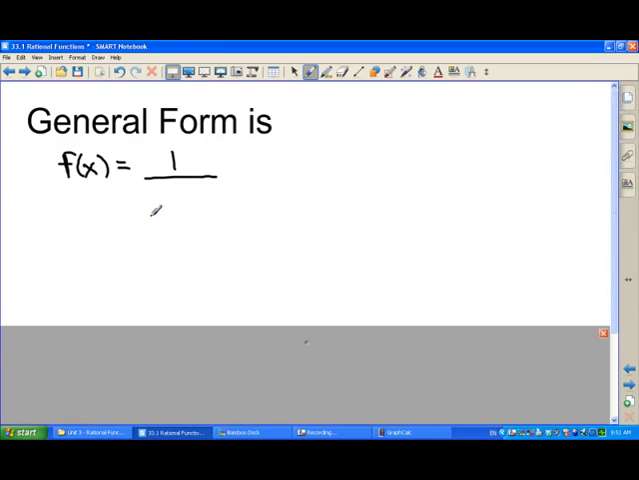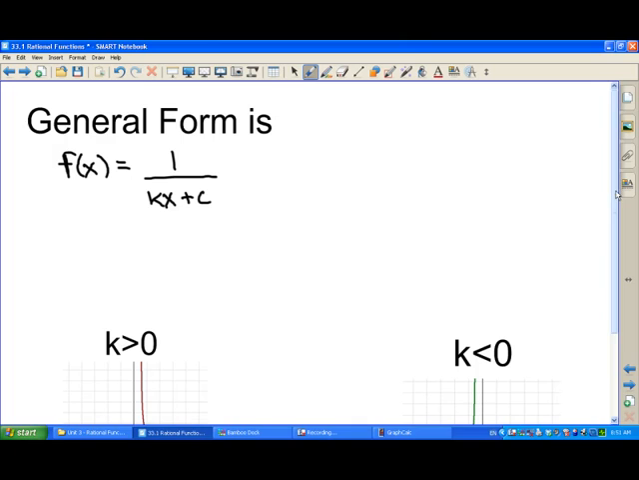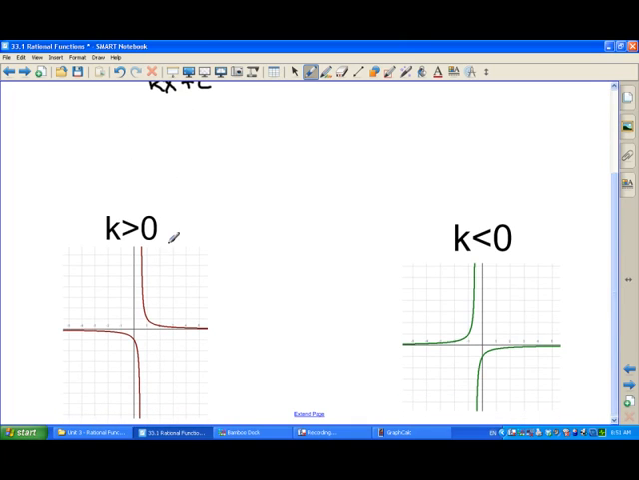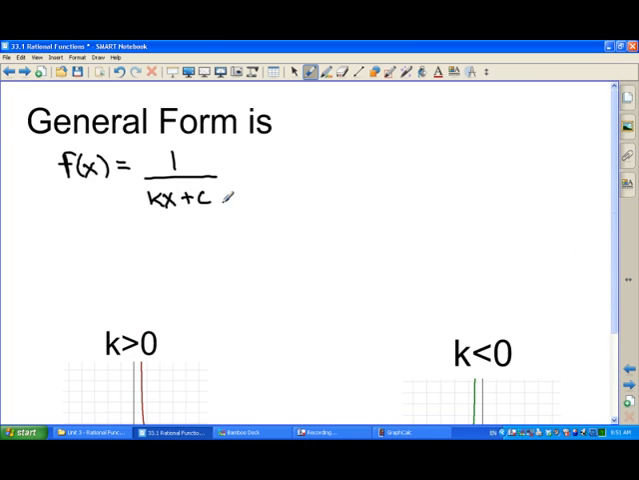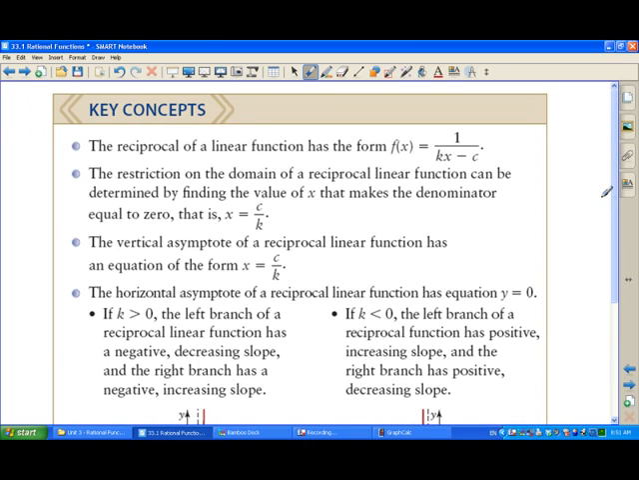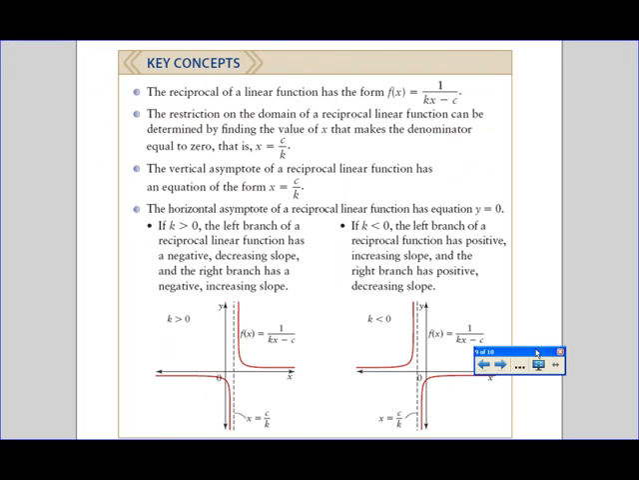our function will be 1 over kx plus c. And depending on the k value, if k is greater than 0, our function will look like this. It'll look like the function we just graphed. And if k is less than 0, it'll be reflected and look like this. We'll do another example in class tomorrow of graphing these linear functions.